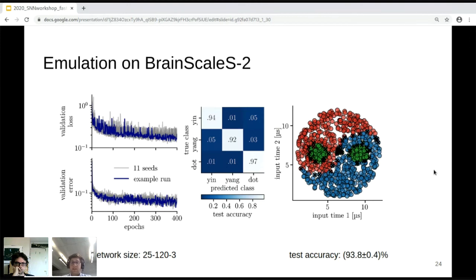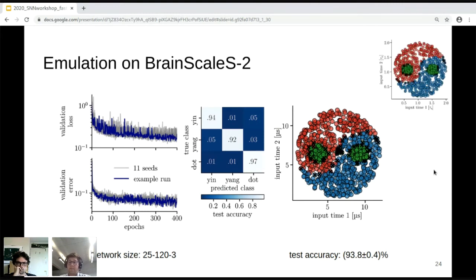You can see on the right again that the classification happens very correctly for most of the points, and only at the borders the network has problems. On the top right, you see the simulation result again, and you see that they are very comparable. So the bulk of the points is classified correctly, and only some points on the border are misclassified.